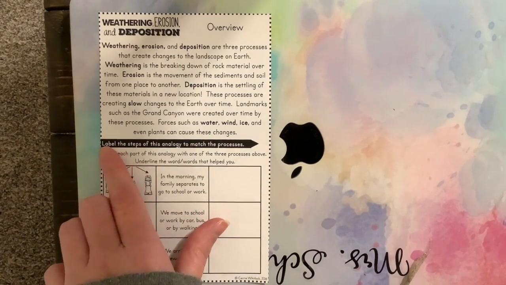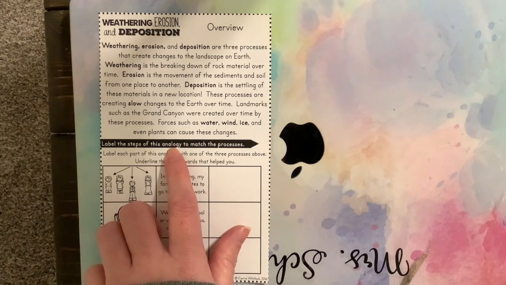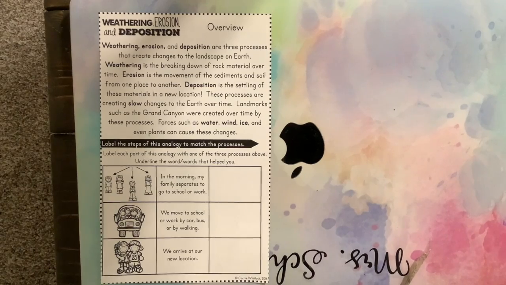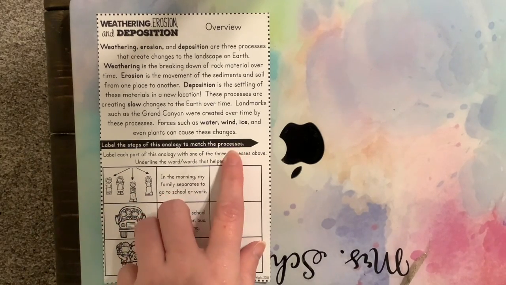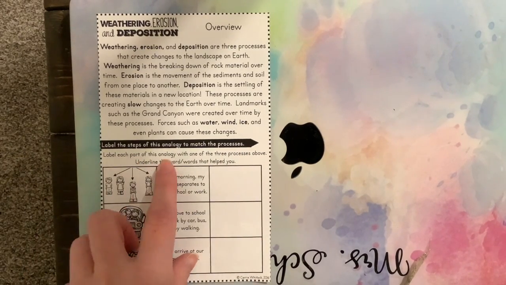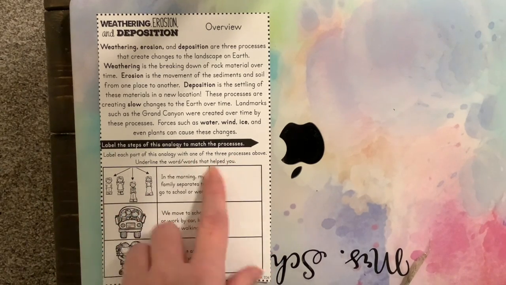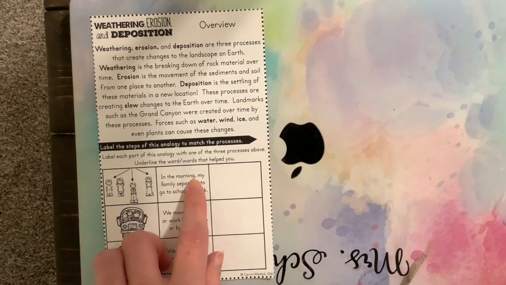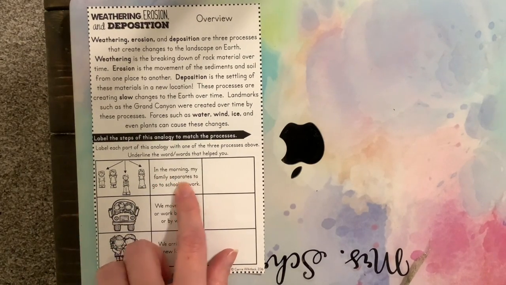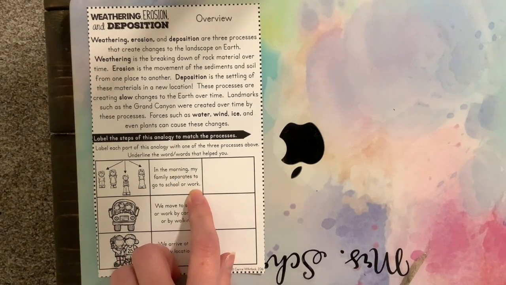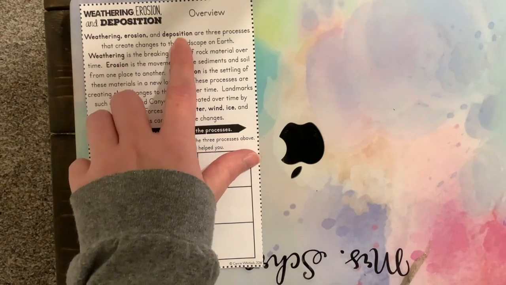So now we're going to label the steps of this analogy. It's kind of like a metaphor where you're comparing 2 things. It's just like a little trick for our mind to match the processes. So label each part of this analogy with one of the 3 processes above. Underline the word or words that help you. So in the morning, my family separates to go to school or work. Is that weathering, erosion, or deposition?